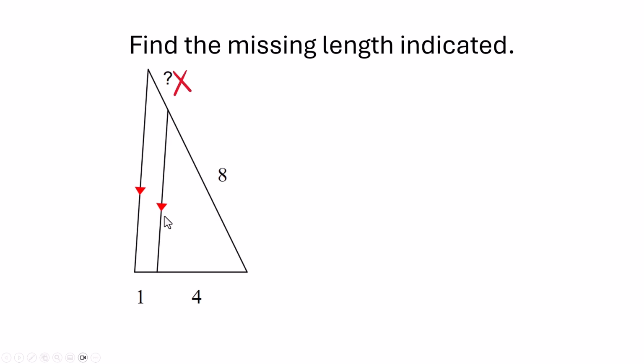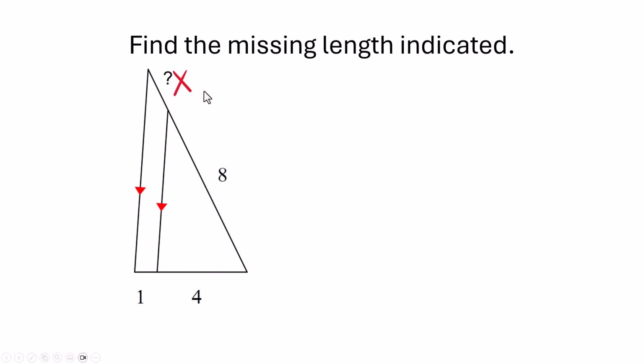If they weren't parallel, then what I'm about to do won't work at all. But because they are parallel, they cut the bigger triangle into proportional lengths. So X corresponds to this 1, 8 corresponds to this 4.